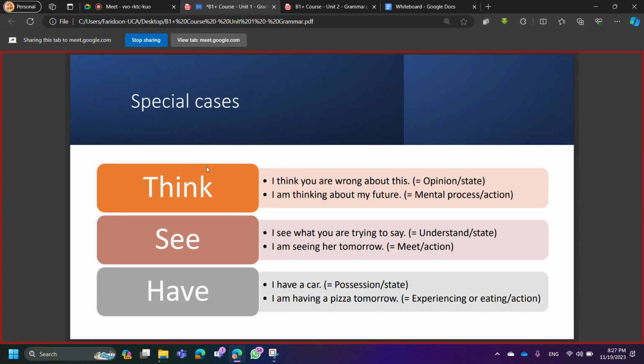But there are some special cases. For instance, we have these kind of verbs that can be a state verb, can also be an action verb, and they can be used with the present simple, and they can also be used with the present continuous as an action verb. So why?